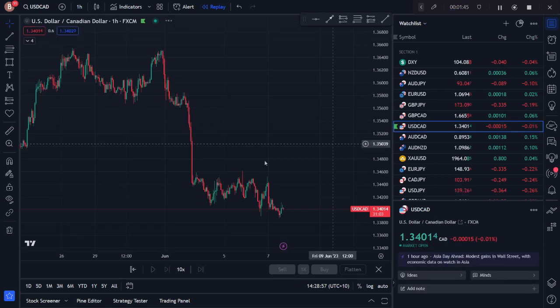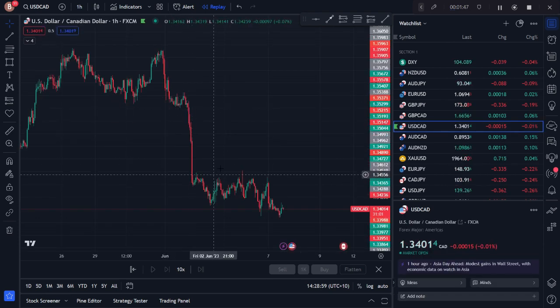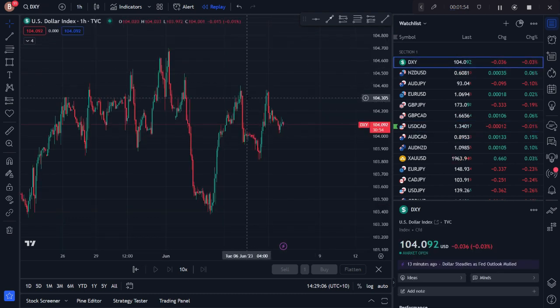And then you could go onto the USD CAD and see that when it goes down, the USD goes down. That is because USD is listed first. So you can use the DXY as a bit of a cheat code. If you know what's going on here, you can know what the other USD pairs are doing there.